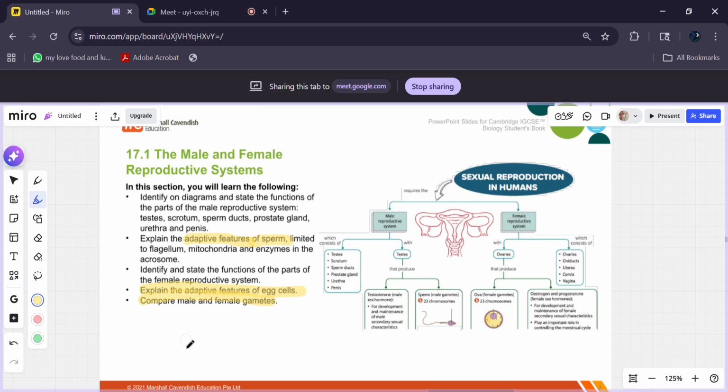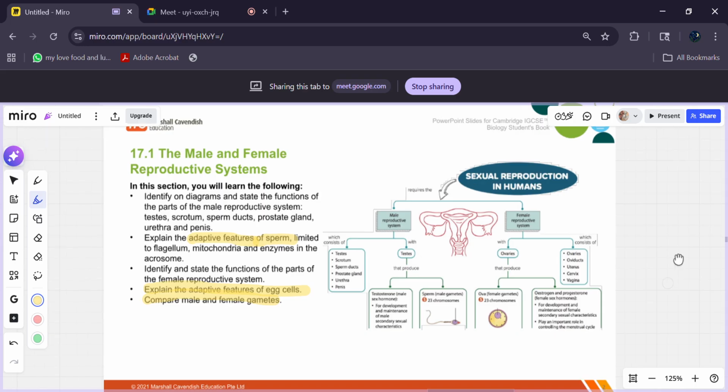Now, like many animals, humans reproduce through sexual reproduction. You've learned that sexual reproduction involves the fusion of a male gamete and a female gamete to form a zygote. The gametes are produced in the reproductive system.